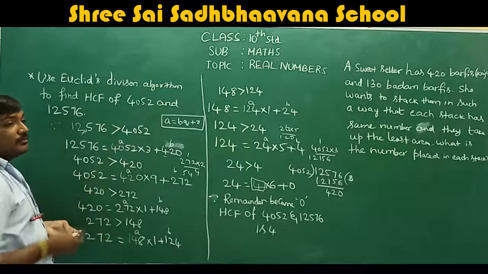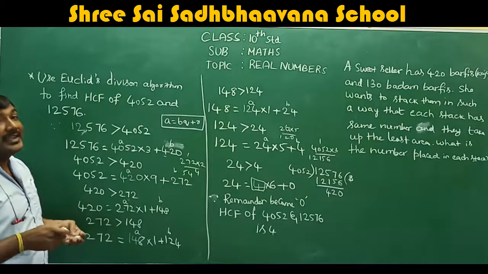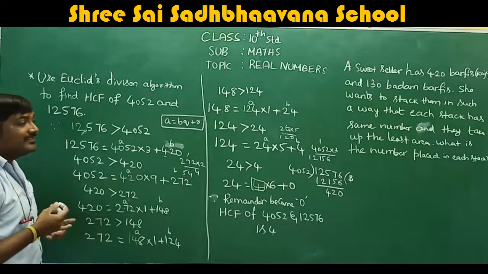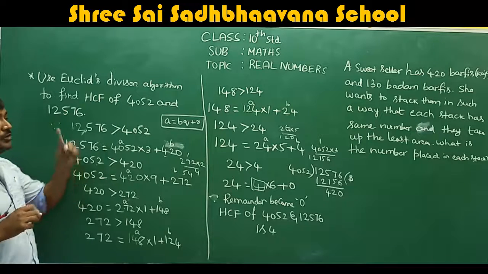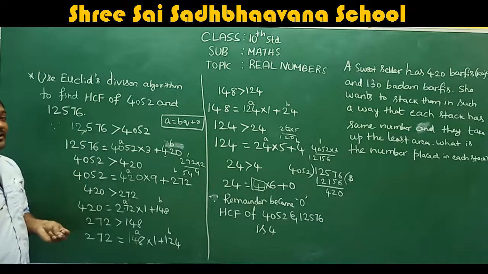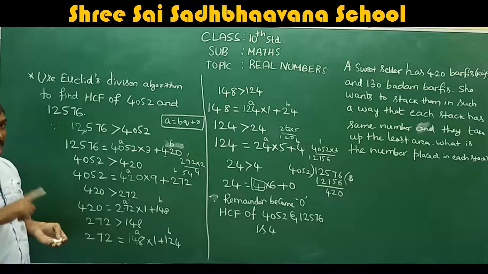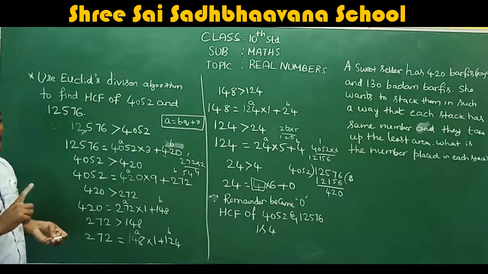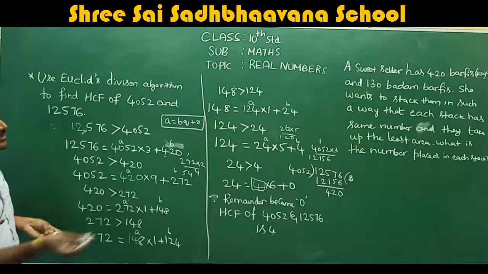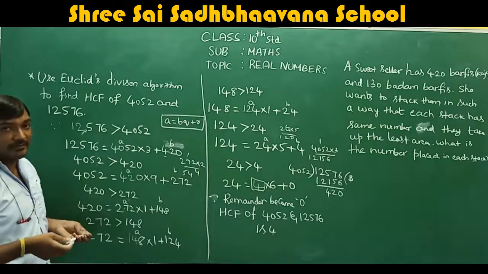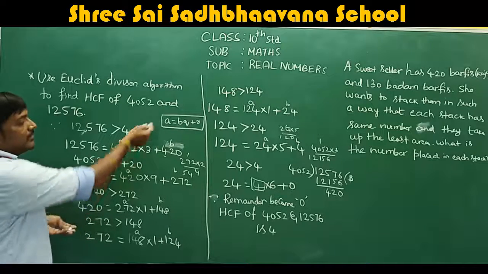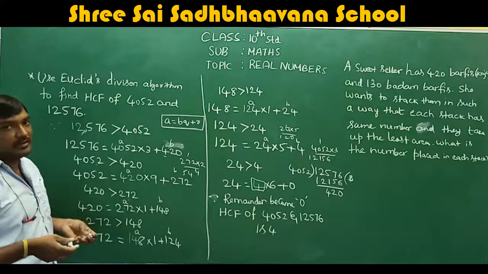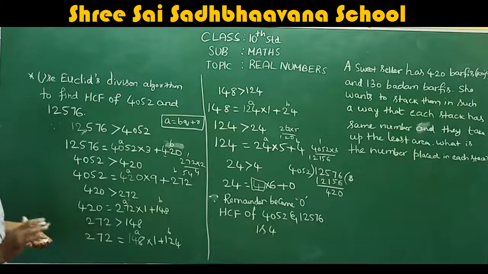So I am writing here, what is the Euclid's division algorithm we studied? A is equal to BQ plus R. A is dividend, B is divisor, Q is quotient, and R is remainder. This is similar to the division algorithm we discussed last year in the concept of division of polynomials. There we used to verify the answer using dividend is equal to divisor into quotient plus remainder. Same thing, but here we call it Euclid's division algorithm. So A is equal to BQ plus R.